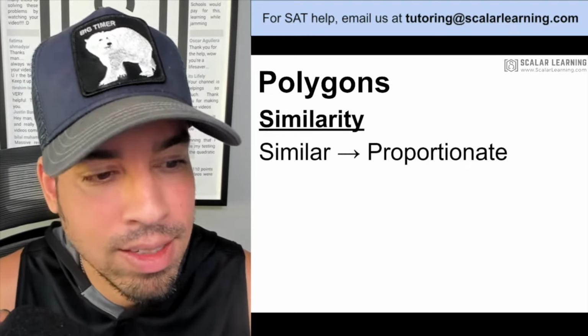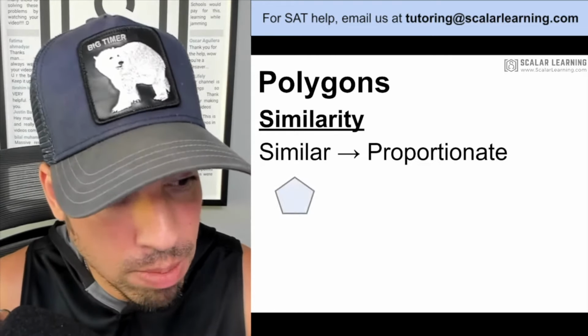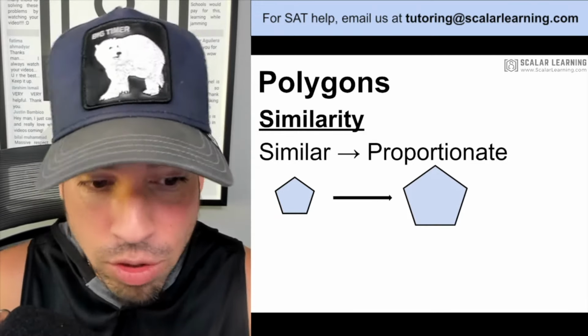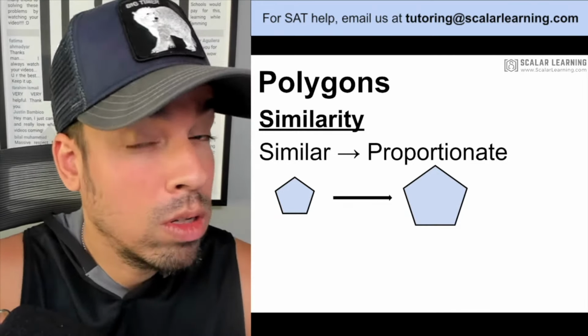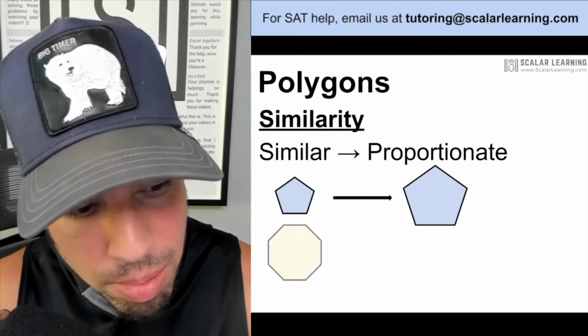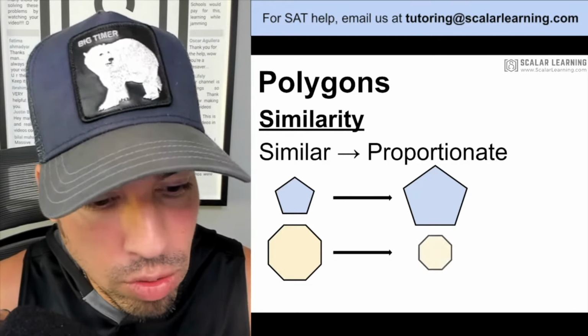Next, we're going to talk about similarity. Similarity is like it's the same shape, but one is bigger or smaller, aka proportionate. So for example, we have this nice little pentagon, and it is similar to this pentagon. So you see the sides are bigger, but all the angles are the same. It's literally blown up or enlarged. Another example is, again, this octagon, is similar or proportionate to this little octagon.